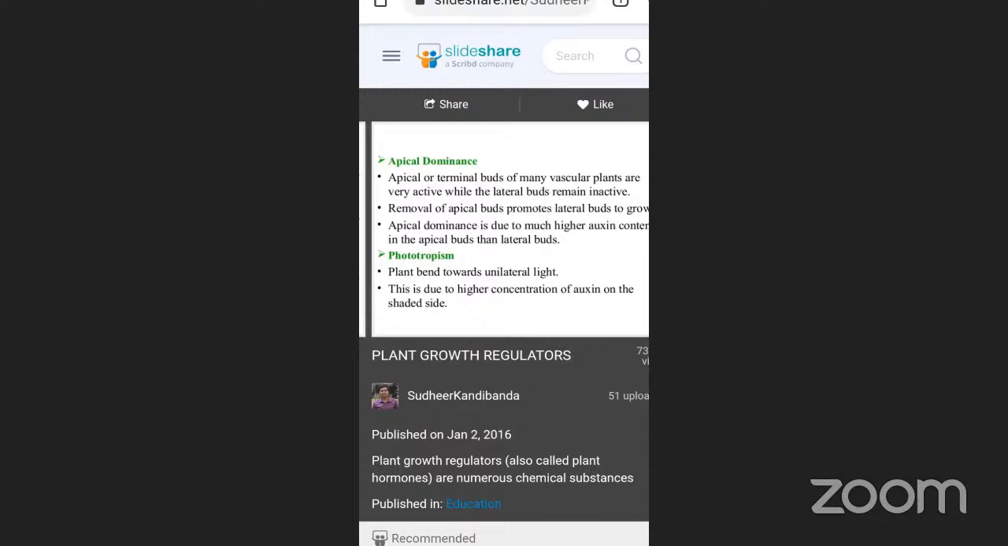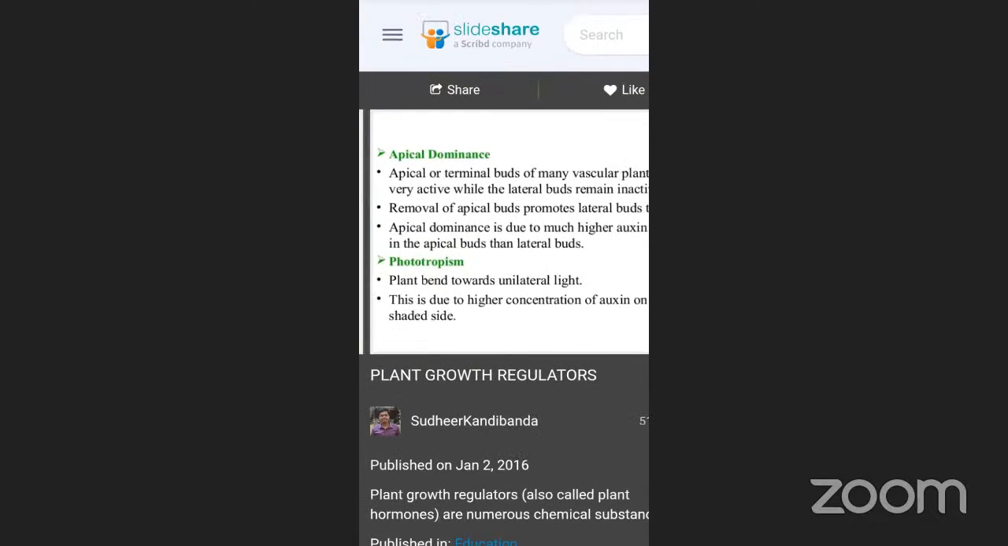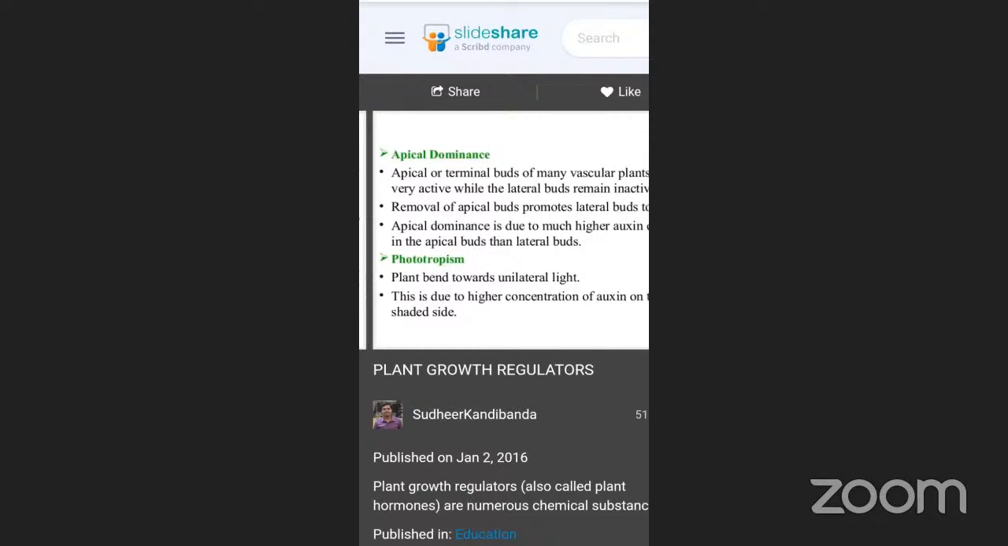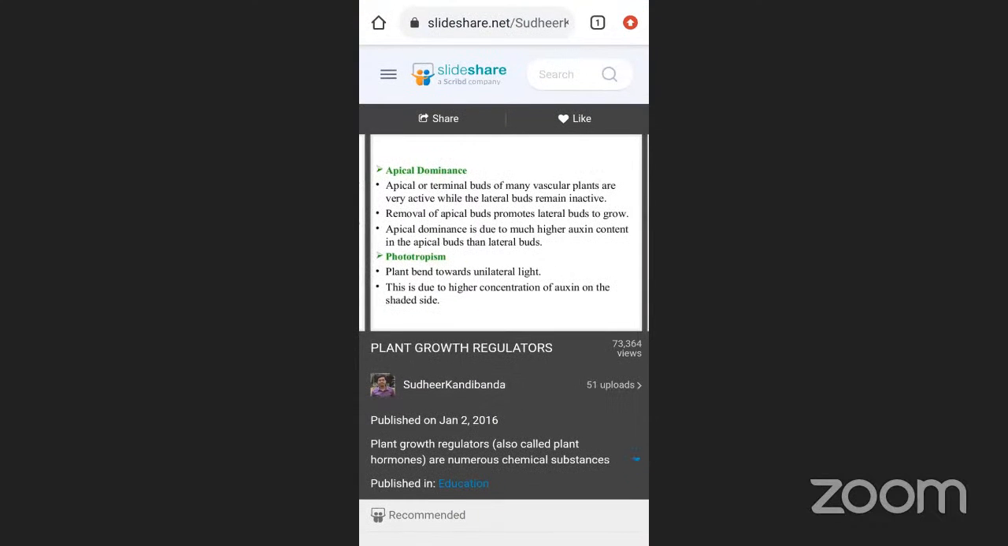Okay. So next one is phototropism. In phototropism, the plant bends towards the light. This is due to the higher concentration of auxins on the shaded side. On the shaded side, the auxins cause rapid growth. So that's why the plant bends towards the light side. The movement of the plant organ as determined by the direction of the incidence of the rays is called phototropism. So the stem bends towards the source of light, and this is known as positive phototropism.